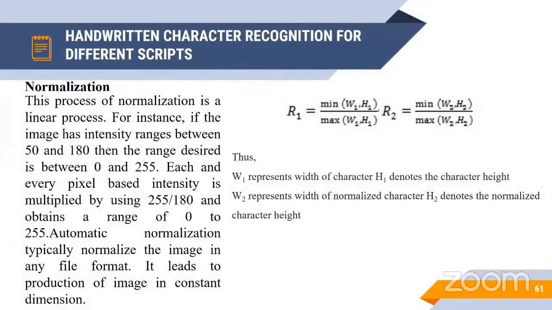The next one is the normalization. In the normalization, it identifies the width and the height of that one particular image, called W1 and H1. Again, with this, I want to divide that value with the max of the width of the character, and H1 denotes the height of the characters.